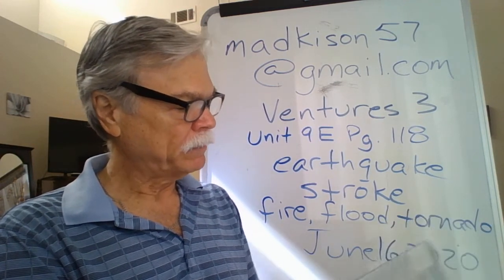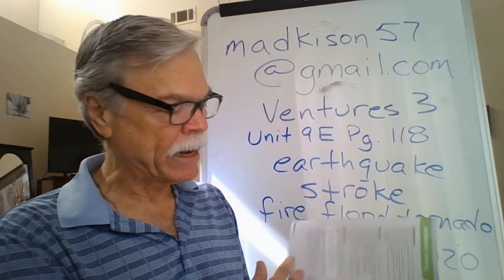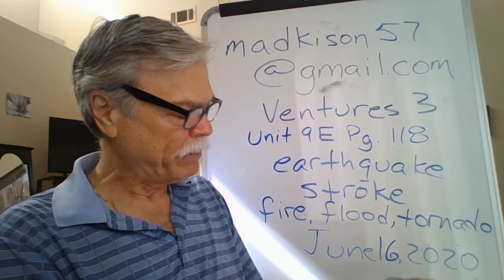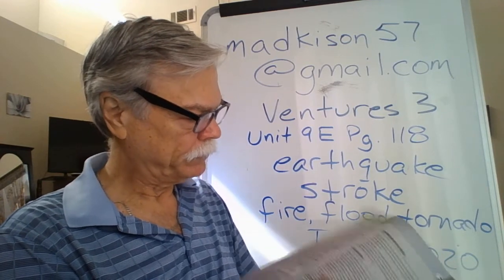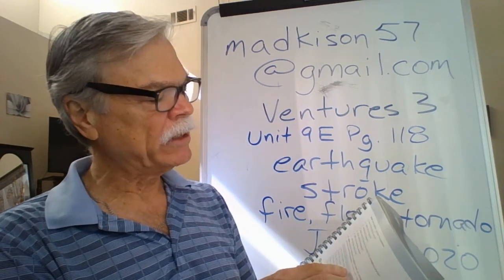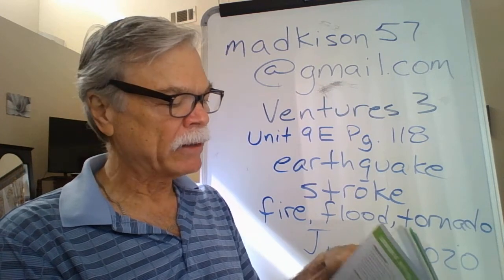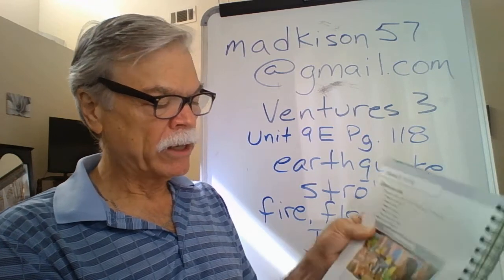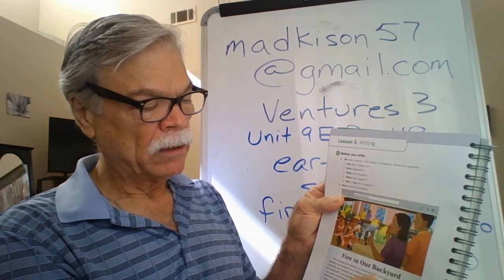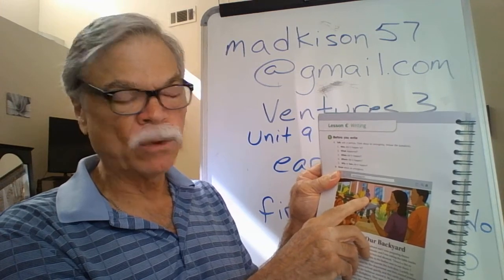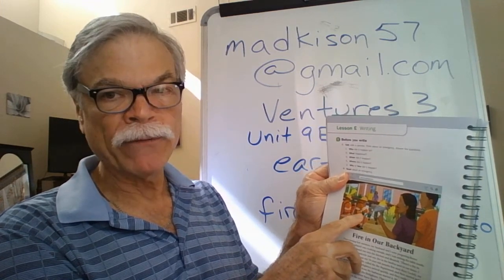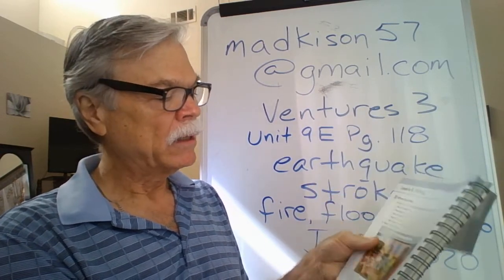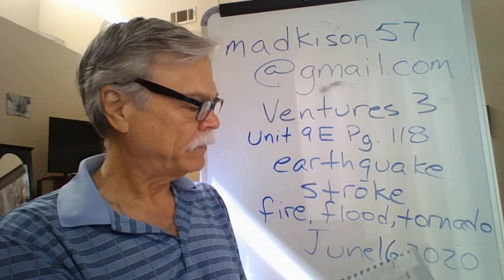So let's look on page 119 now and see if we can answer the questions in part B. The first question is, who is the article about? Well, that's pretty easy. The article is about a couple and their parents that live next door and two firefighters, because the two firefighters came and put out the fire. So that's who the article is about.